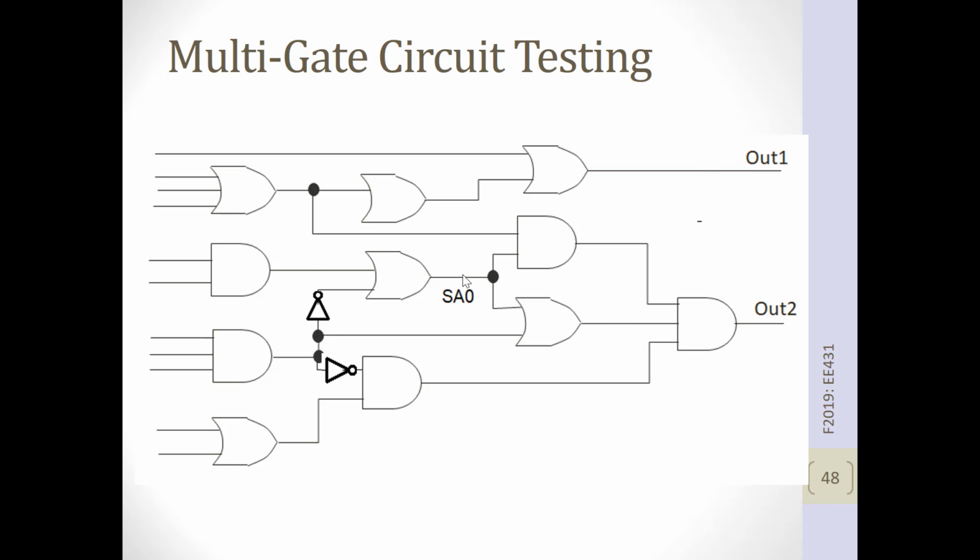But there are other times where there might be a really important node, and if that node is correct, then probably your circuit will work okay. So let's see how you would check this big circuit right here for a stuck-at-0 fault here. If you're checking for a stuck-at-0 fault, the first thing you know is you need a 1 on this wire.